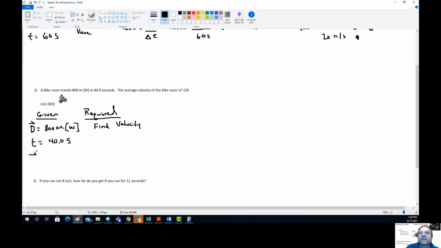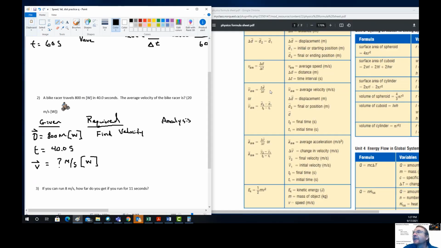And so our velocity, again, with a vector, we don't know meters per second. Well, we do know we're going west, so at least we know that part. That's cool. Some analysis, let's get the formula. Let's look on our formula sheet here. Average velocity, the displacement, which we've got, the 800 meters, over our time. So just displacement over time.